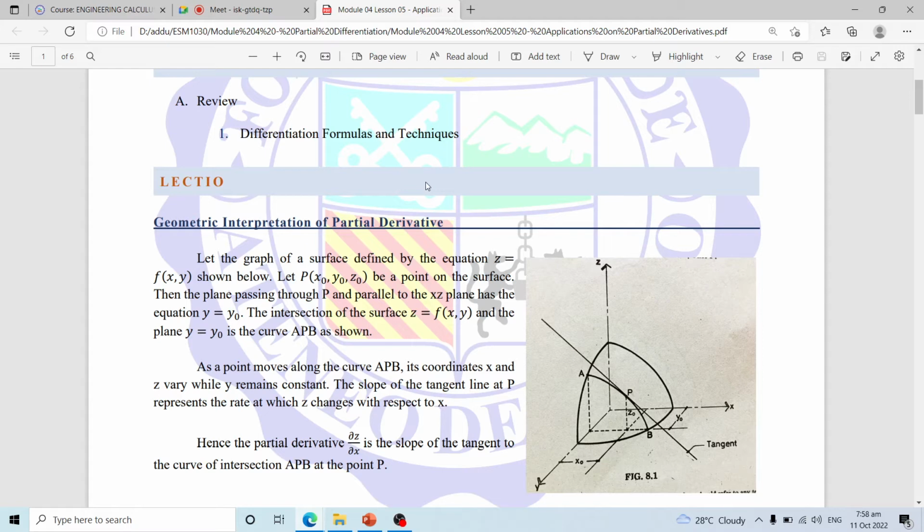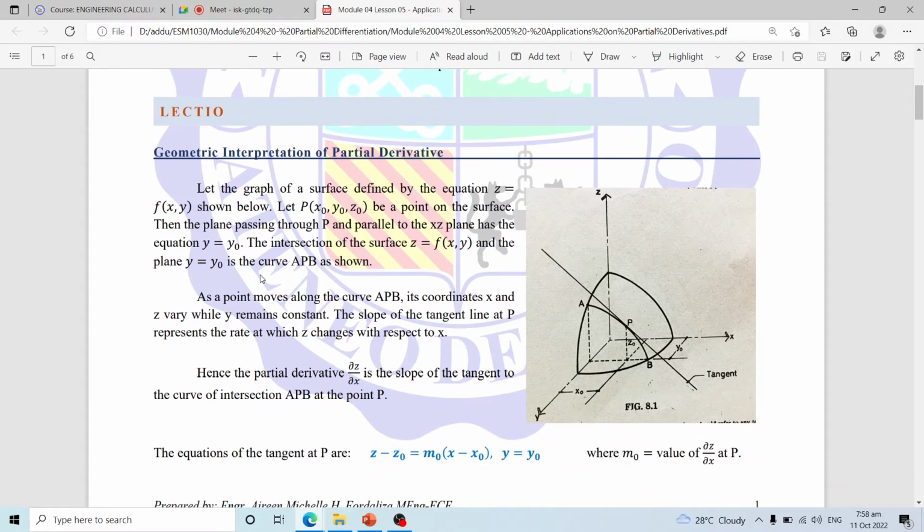So, let's go with the first. So, the geometric interpretation of the partial derivative. So, let the graph of a surface, so ang surface mo, ayan siya, be defined by the equation z is equal to f(x,y), shown below. So, meaning ito pa lang, itong nasa plane ni x and y.